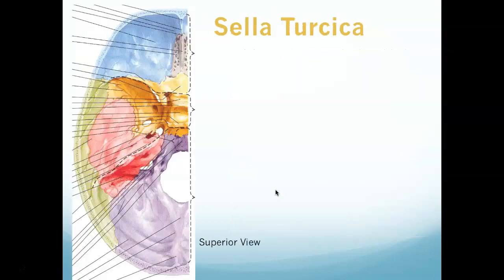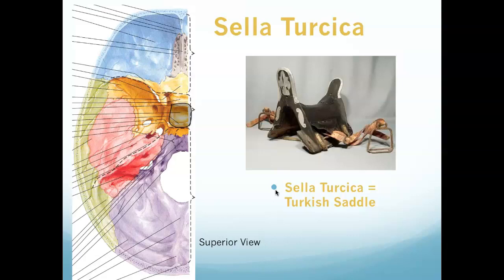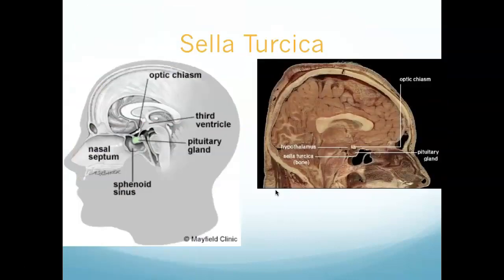This Sella Turcica, now we're looking at a superior view. What I've done is cut off the calvaria or the skull cap so that you could see into the skull with the brain removed. And the Sella Turcica is right over here. This region is where the pituitary gland sits, and the shape of it is a Turkish saddle, and that's exactly what Sella Turcica means. So this is what a Sella Turcica looks like. It's a little bit higher in the back than it is in the front.